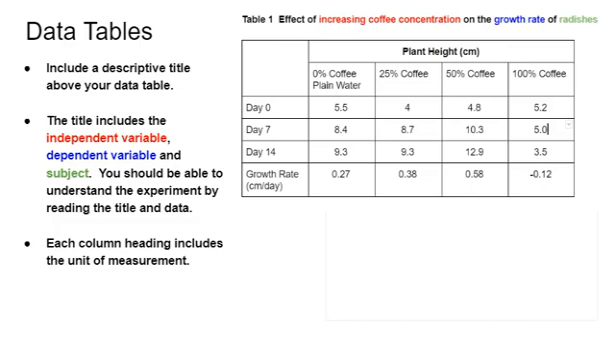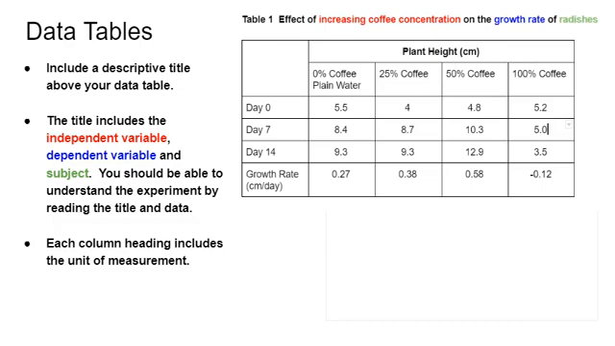Also, look at the bottom row all the way to the left. That says growth rate. The unit of measurement for growth rate is centimeters per day. Good tables always include their units of measurements in their headings.